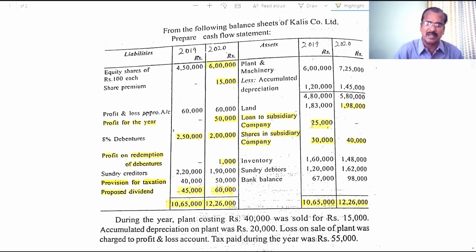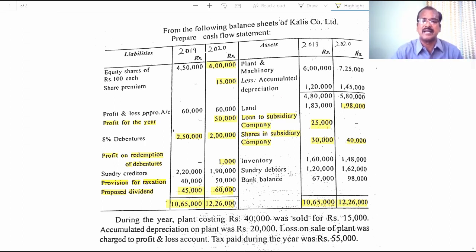Loan given to a subsidiary company is also assumed to be an investment. It was 25,000 in the beginning, now it is nil. That means we have recovered the loan from the subsidiary company. So you can write it as cash inflow under investing activity in the cash flow statement. Shares in subsidiary company, opening 30,000, closing 40,000. Therefore, we have bought additional shares worth 10,000 rupees in the subsidiary company. So this is a new investing activity. So take the 10,000 rupees cash outflow to the investing activities of the cash flow statement.